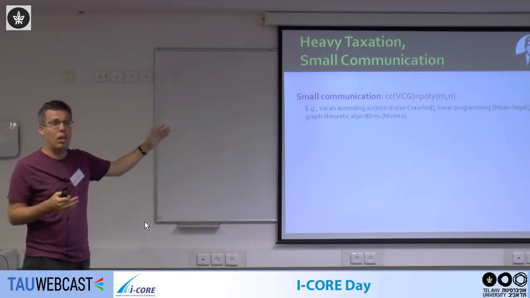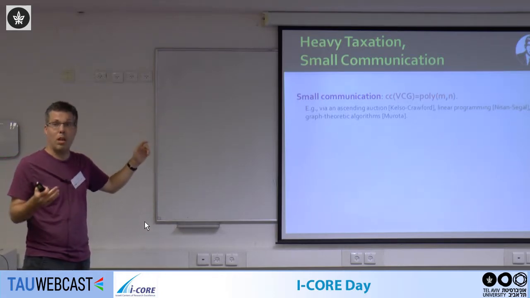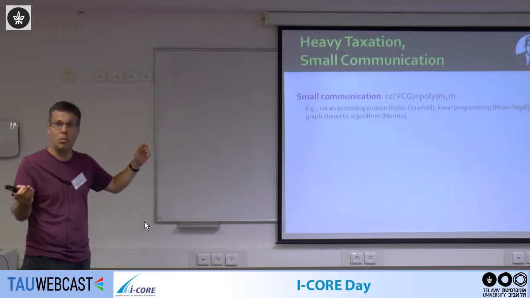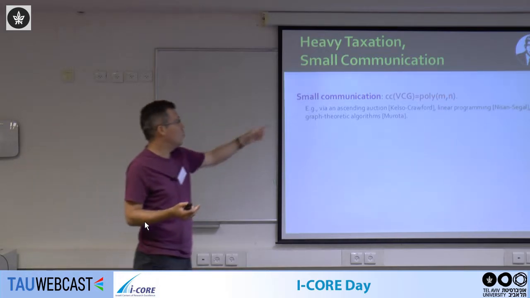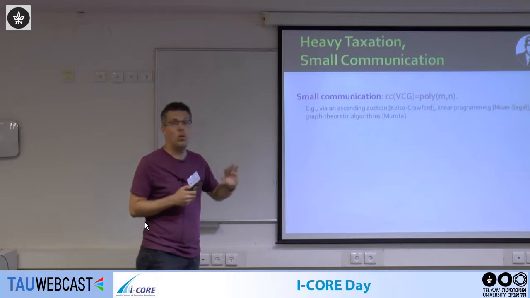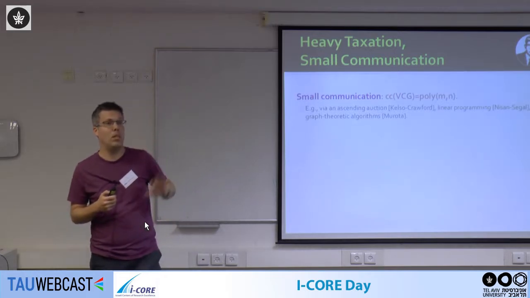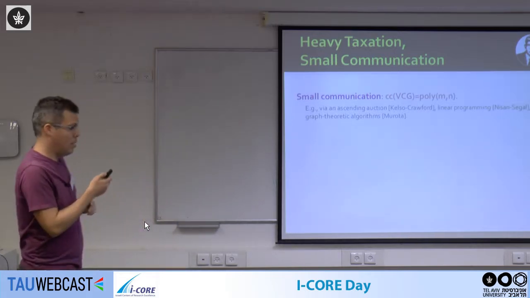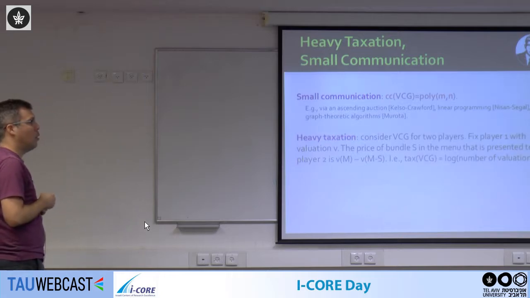Once you can efficiently compute the optimal allocation, you can also compute VCG prices. And we get that the communication complexity of VCG is polynomial in m and n, the number of items and the number of bidders. Good. So that's a small communication. What about the taxation complexity?